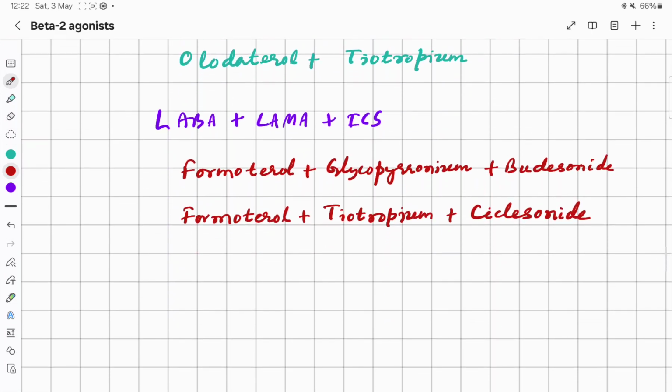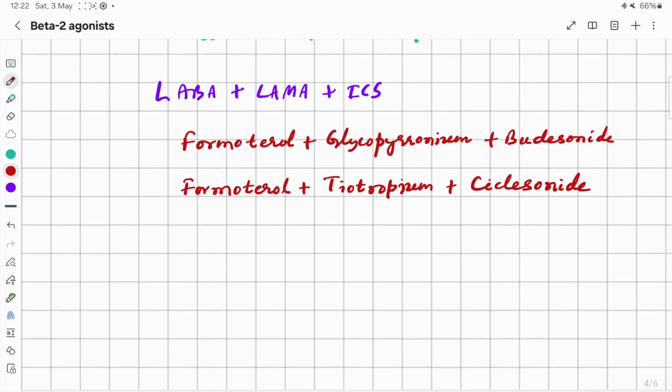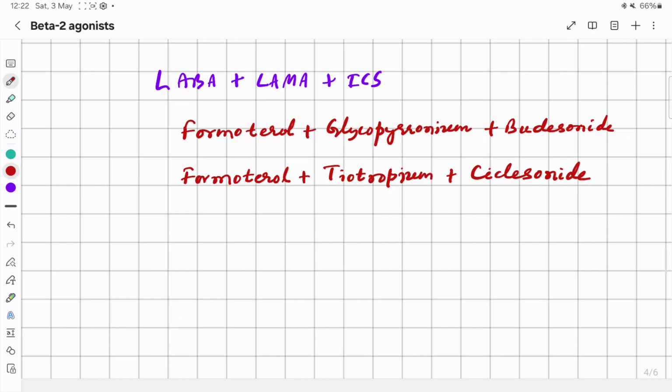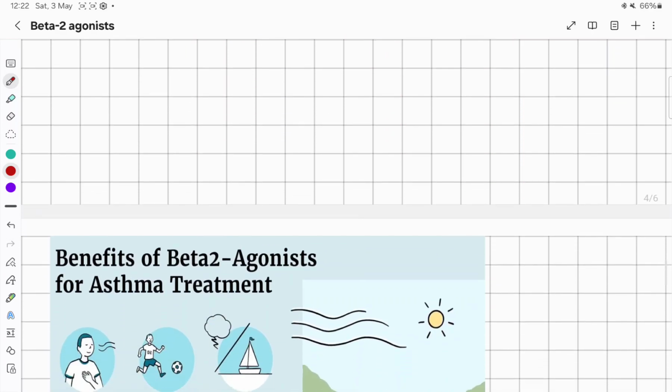If they are not effective, then a triple combination can be used: a long-acting beta-2 agonist, a long-acting muscarinic antagonist and an inhalational corticosteroid, such as formoterol, glycopyrronium and budesonide. Another three drug combination is formoterol, tiotropium and ciclesonide. So the three drug combination can be used as an inhalation.